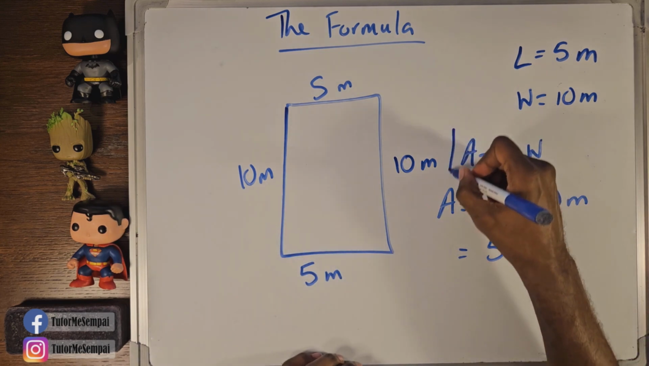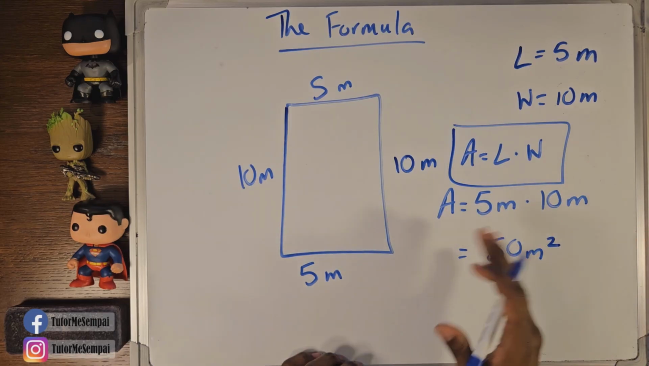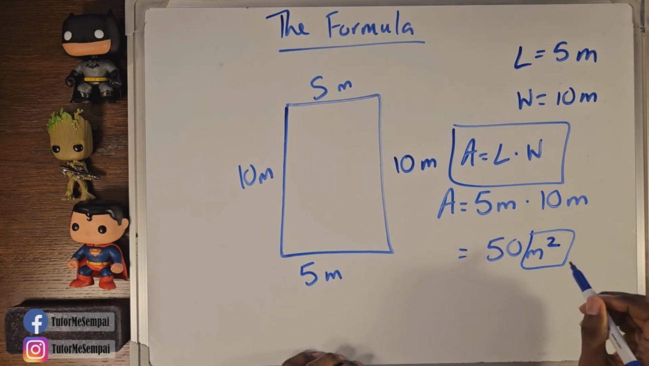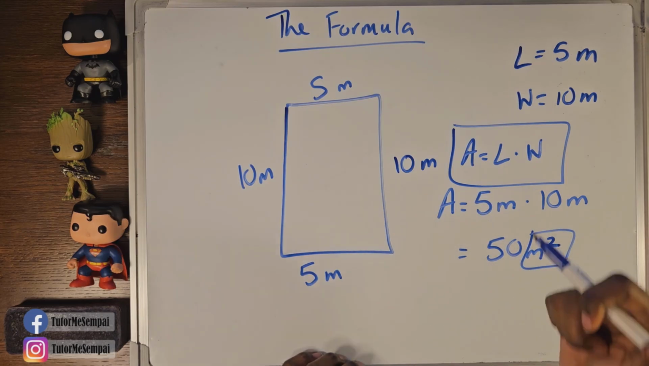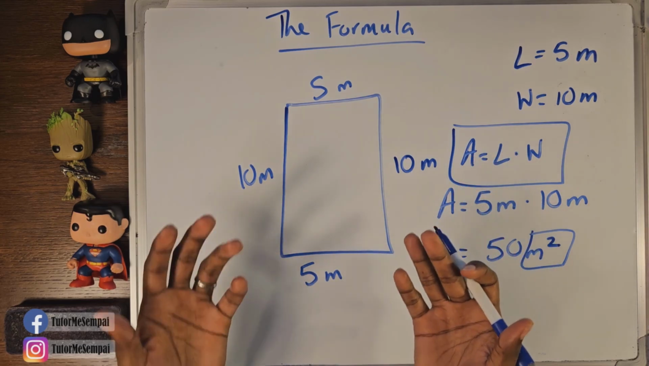If you can remember this simple formula of length times width, you are pretty much all the way there. Just don't forget that your units also have to be squared, and you got it. And of course, don't get hung up on which one's length and which one's width.